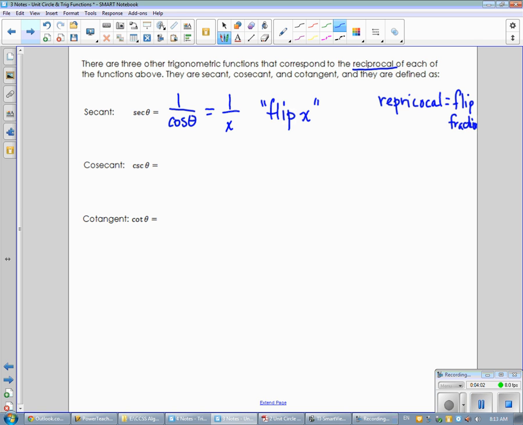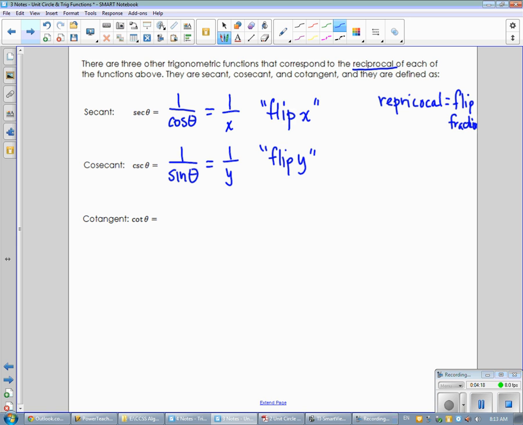The cosecant actually corresponds to the sine function. It's just the reciprocal of the sine function, 1 over sine or 1 over y. And since a lot of the y coordinates are also fractions, it's easier sometimes just to think of this as flipping the y value.